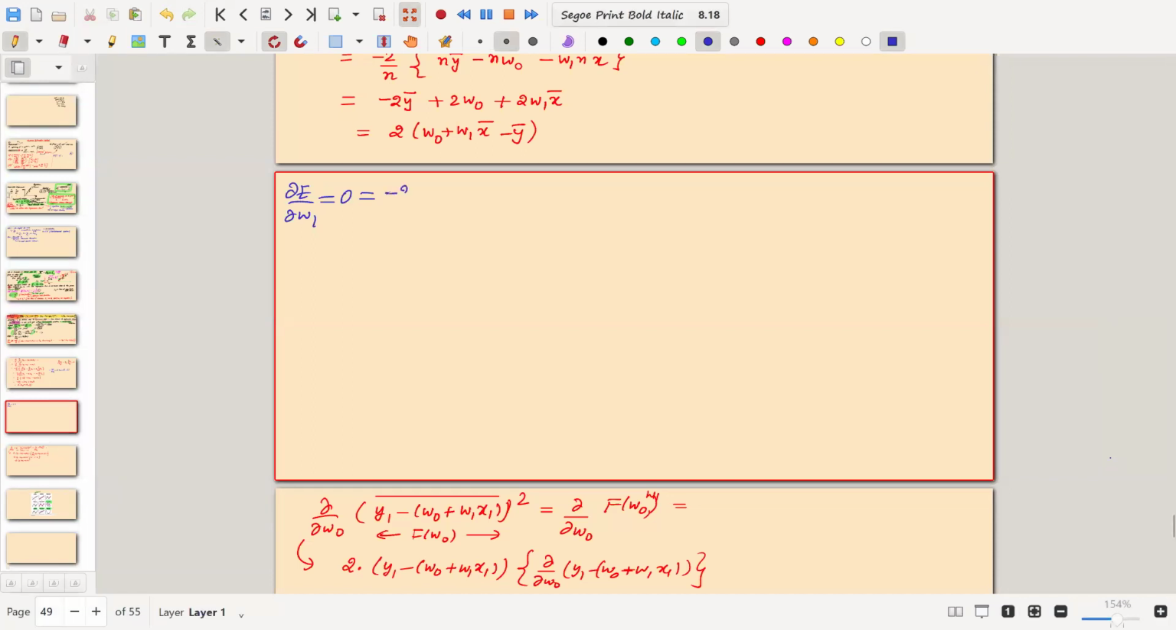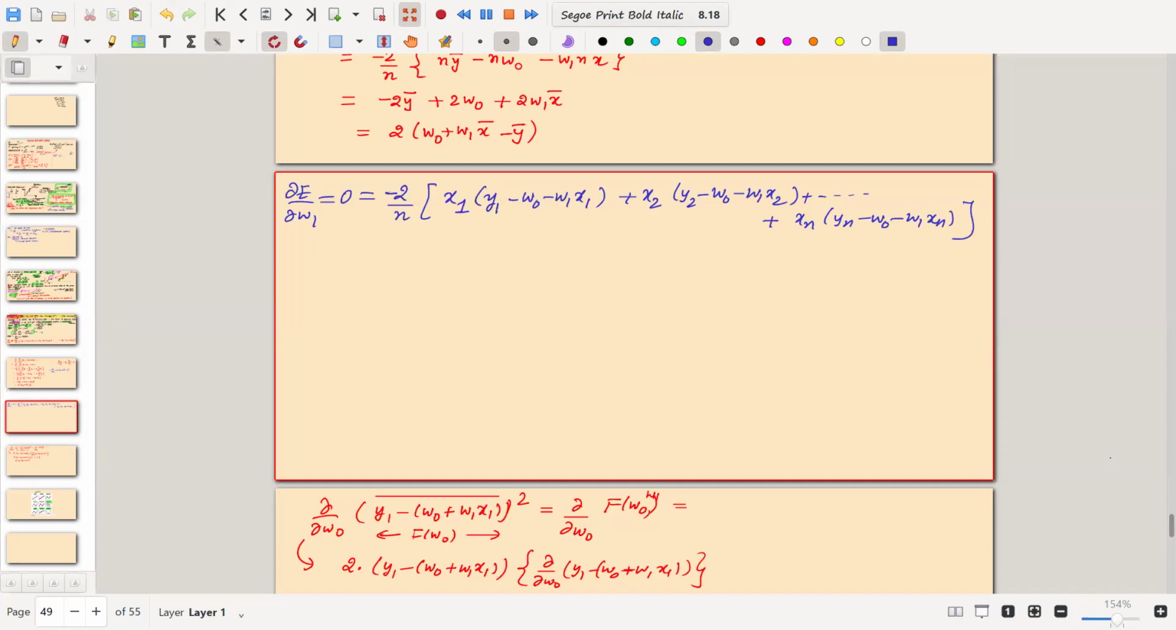So you will get minus 2 by n, and the x1 is coming to the front, right? Minus, why won't minus come? x1 times (y1 minus w0 minus w1 x1). Okay, is it correct? Then similarly x2 times (y2 minus w0 minus w1 x2), right? Same you carry on, plus xn times (yn minus w naught minus w1 xn). Is it correct?